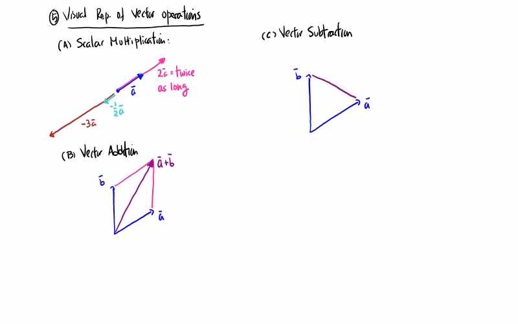And then the way to think about which way it goes, because this is always a bit confusing, is if you have A minus B, and you add it to B, you get A. So what I'm going to do is think of it that way. Right? So A minus B goes from tip of B to tip of A.